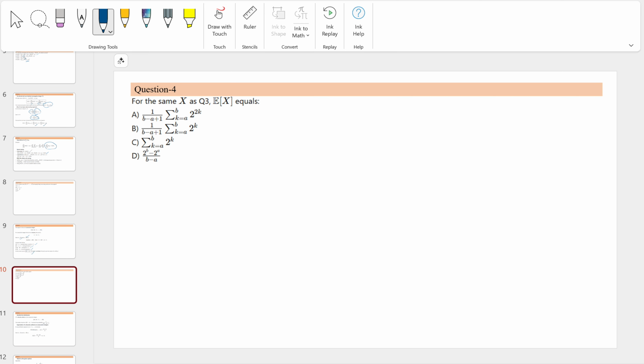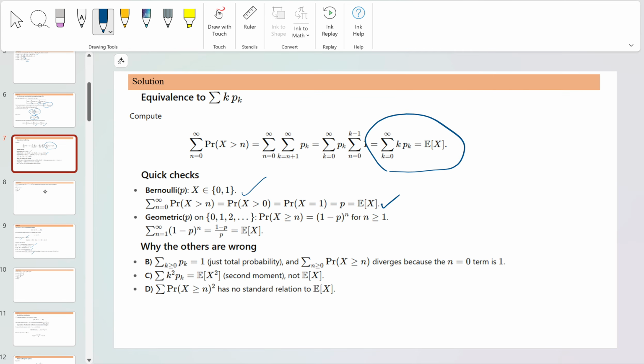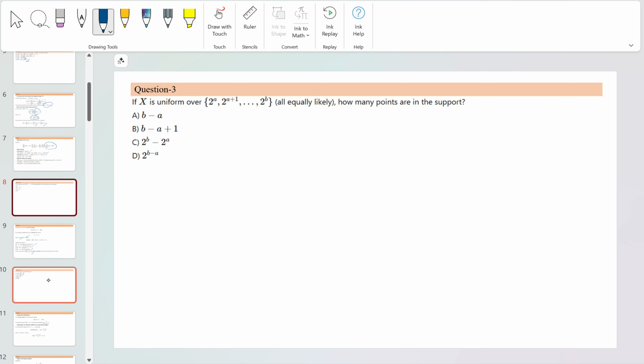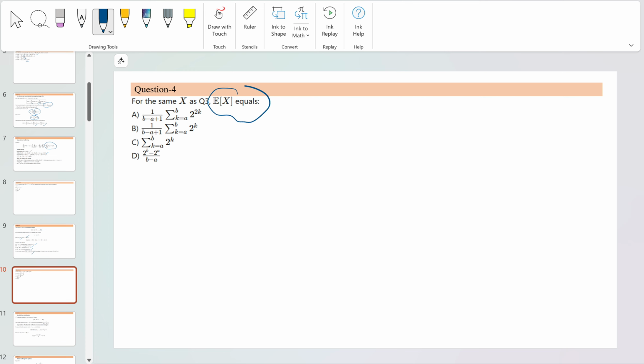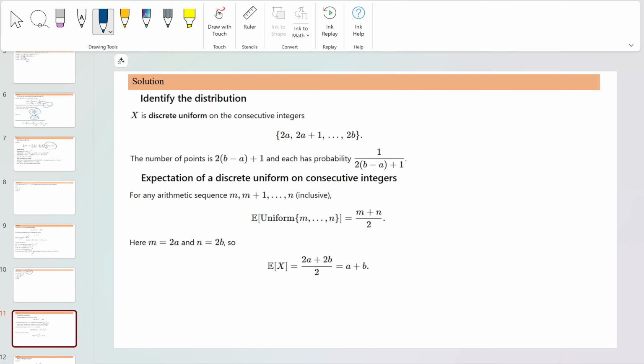So for the same x which is given in question number 3, x is a uniform distribution over 2 to the power a, 2 to the power a plus 1, dot dot dot, 2 to the power b. So it is asking what is the expectation of x basically. Okay. So when you see the identity of the distribution, x is distributed over 2a, 2a plus 1, and 2b. So the number of points is 2b minus a plus 1 and each has the probability 1 upon 2b minus a plus 1.